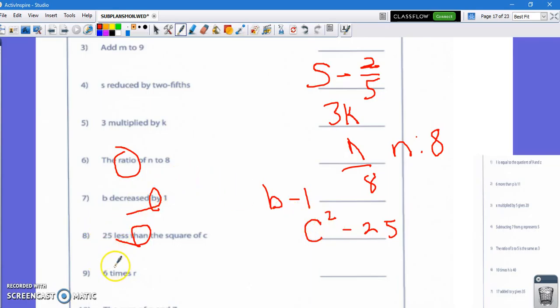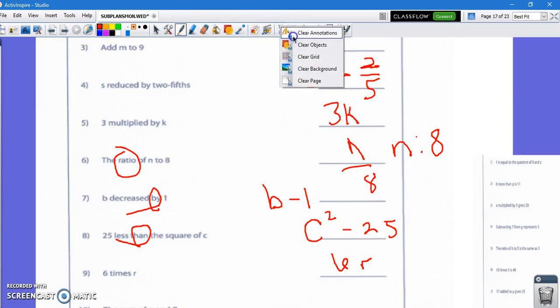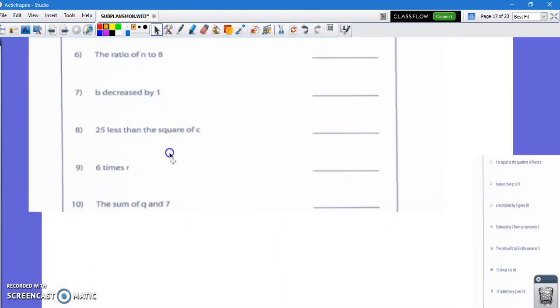And number 9, 6 times r. Yep, 6r. And last one on the sheet. The sum of q and 7. So we have q plus 7.